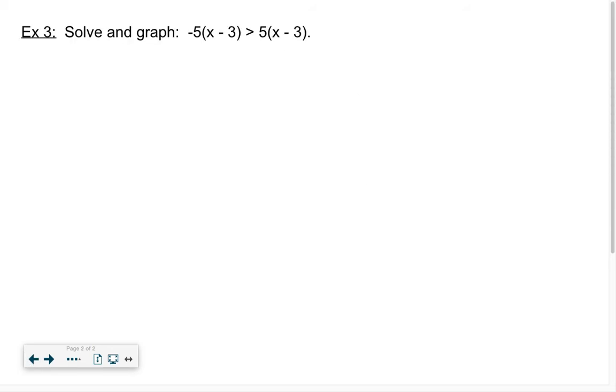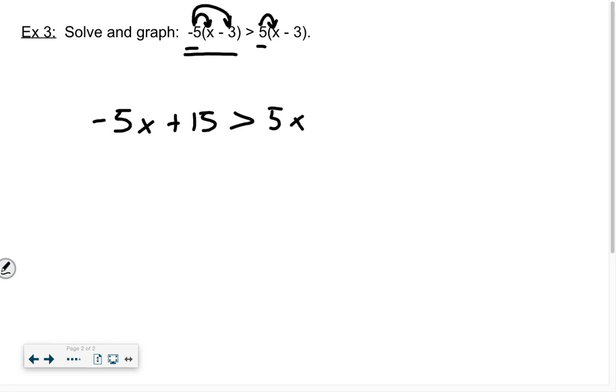Last one, example number 3. We have negative 5 times the quantity x minus 3 is greater than 5 times the quantity x minus 3. If we look at the left-hand side, notice we can distribute right away. If I distribute the negative 5 to the x, we get negative 5x. And negative 5 times negative 3 will get me a positive 15. If we do the same thing on the right-hand side, 5 times x is 5x, and 5 times negative 3 will get us negative 15.